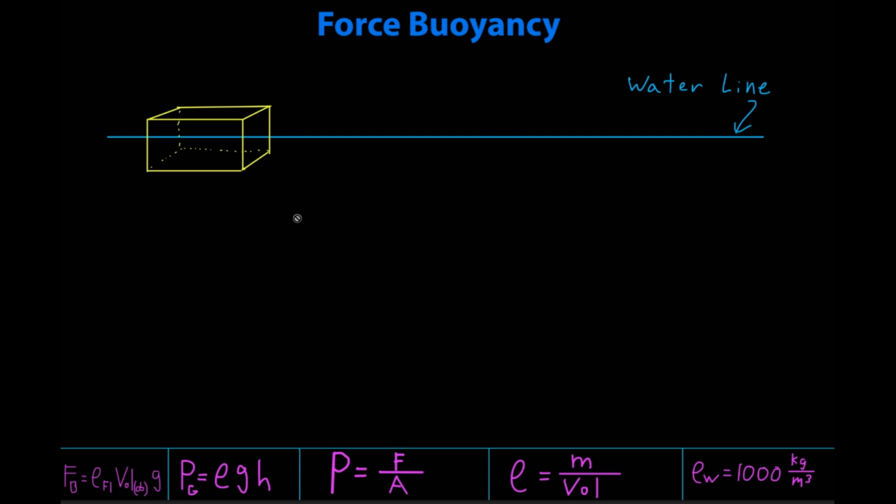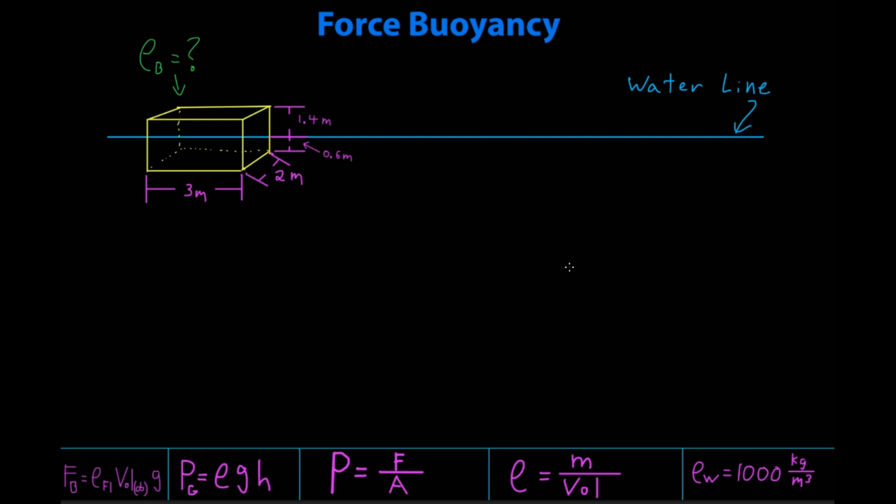To do that, we're going to take the same box, only this time the box will be floating. So here's my water line. The box is floating, so some of it is above the water, and I'm going to add some measurements here so we can see how much is actually sticking out of the water. Now the question is going to be, what is the density of the box?